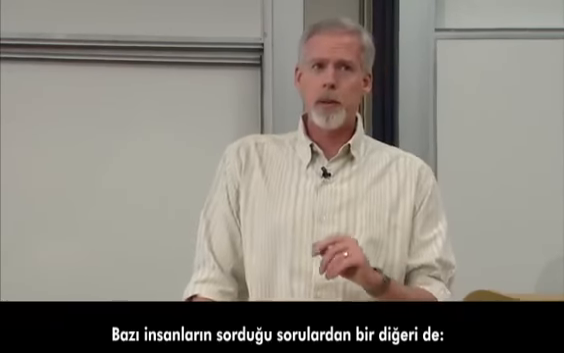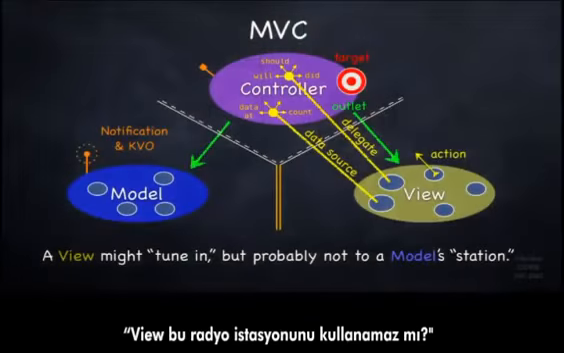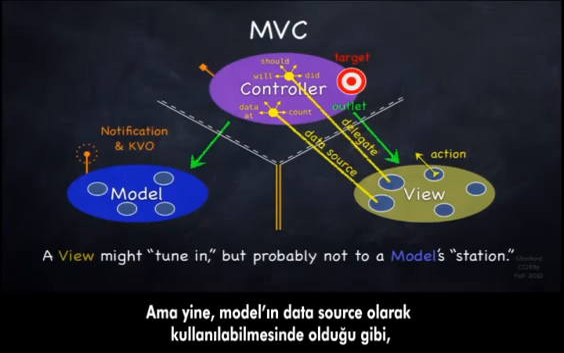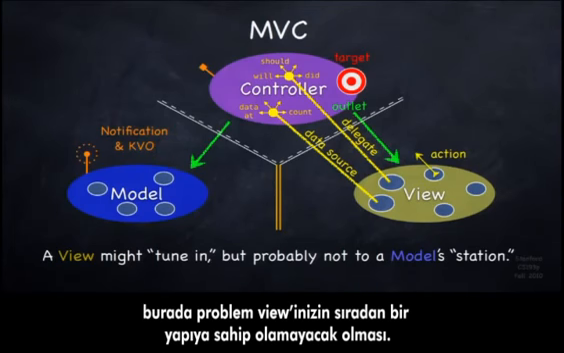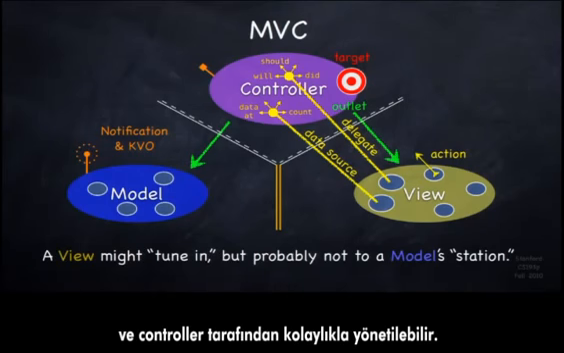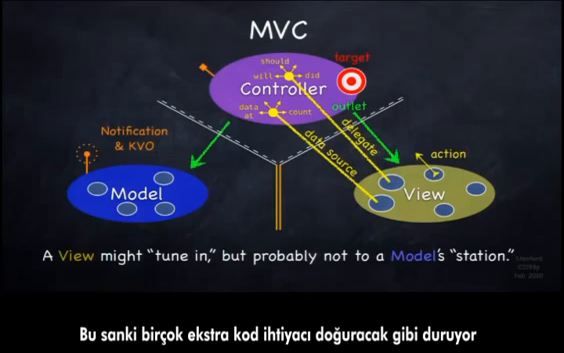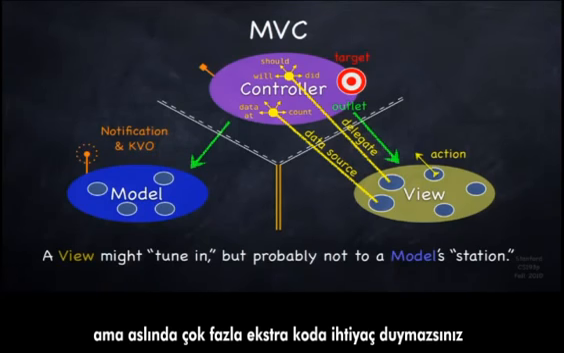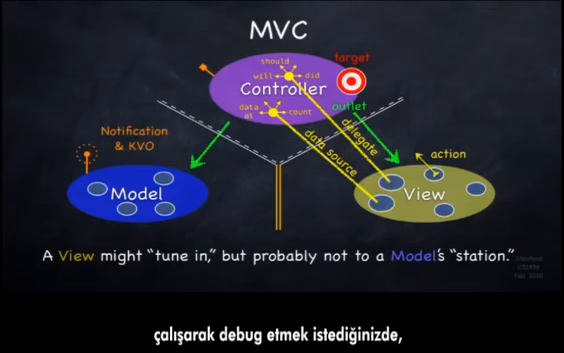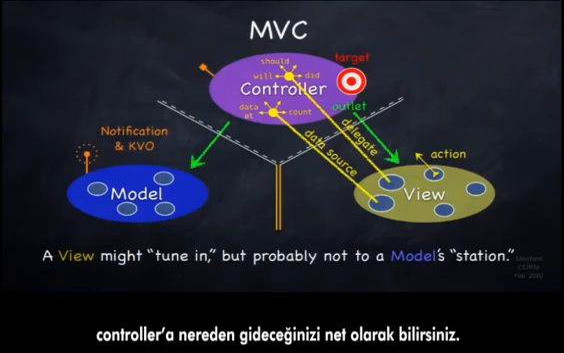One other question people sometimes ask is, well, can a view just sign up for that radio station? Okay? But again, that's just like setting a model to be your data source. The problem is you're having your view now not be as generic. It's very specifically tied now to your model, and it's just as easy to have the controller manage it. It sounds like, oh, that'd be a lot of extra code. Actually, it's usually not very much extra code at all. Okay, and it's important code because when you're debugging it, trying to figure what's going on, you know exactly where to go in the controller.